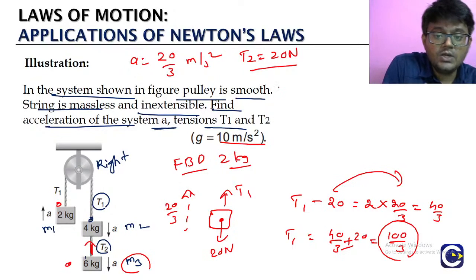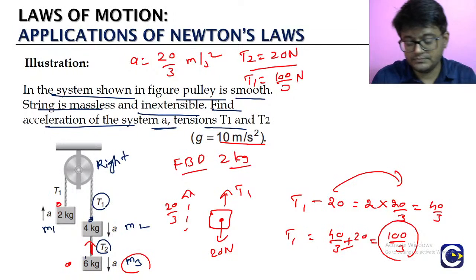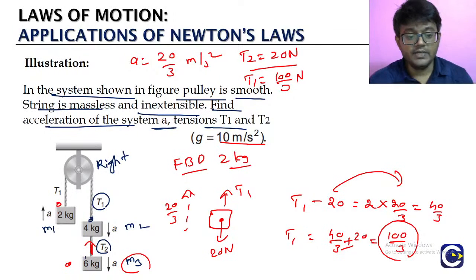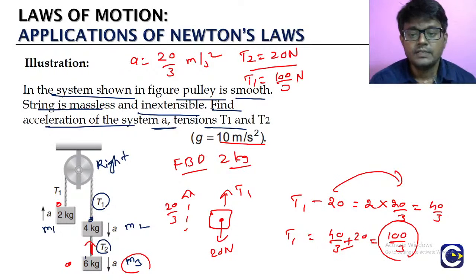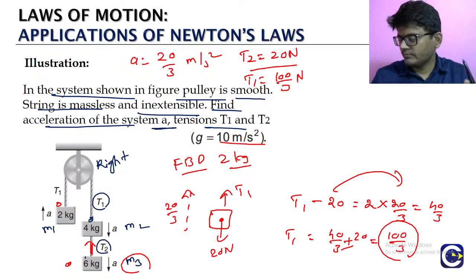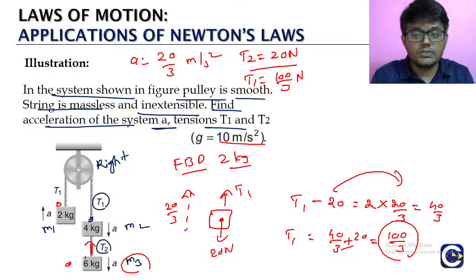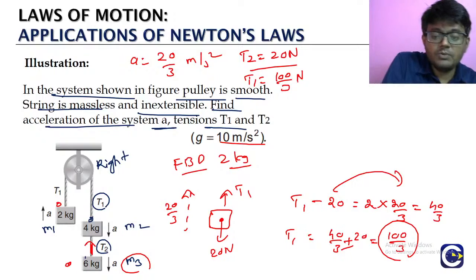So we can just note it down. T1 will be equal to 100 by 3 newtons. Okay. So this is how we look at the tensions. So check it, students. You also have to check whether you are able to get these answers or not.